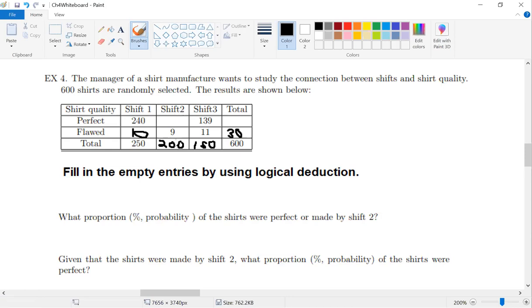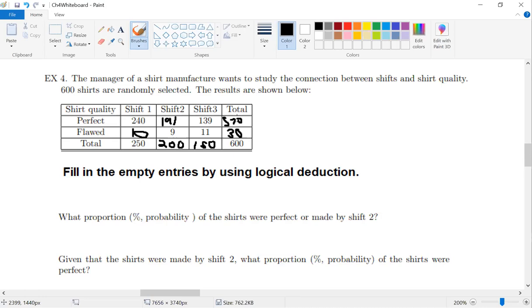So something plus 9 is 200, 191. Or actually, we'll stay with the columns. That's easier. So something plus 30 is 600, 570. Any questions about that?